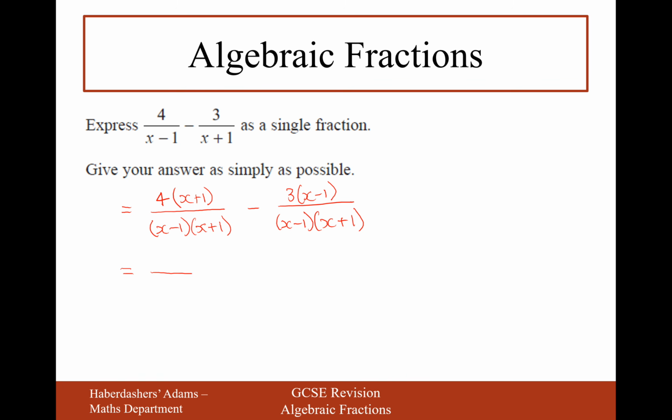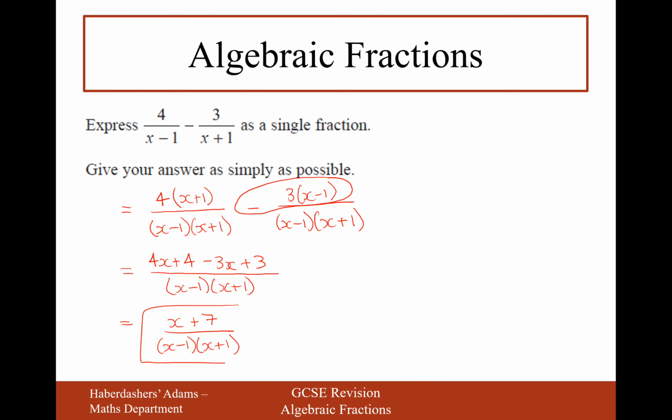So let's expand the brackets and put it all over our common denominator, because now we can subtract our fractions. And remember, it's going to be subtracting all of that right-hand fraction. So it's going to be 4x + 4, subtract 3x, and it'll be a double negative on this next bit, minus 3, that'll be plus 3. So let's now simplify this. It'll be x + 7 over x - 1, x + 1. And there we are, that's our simplified answer.